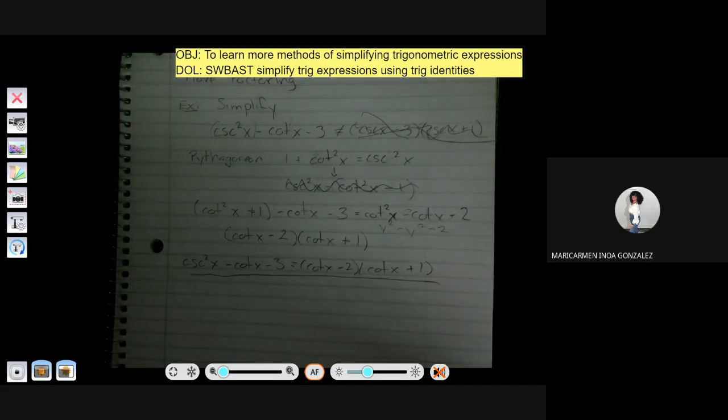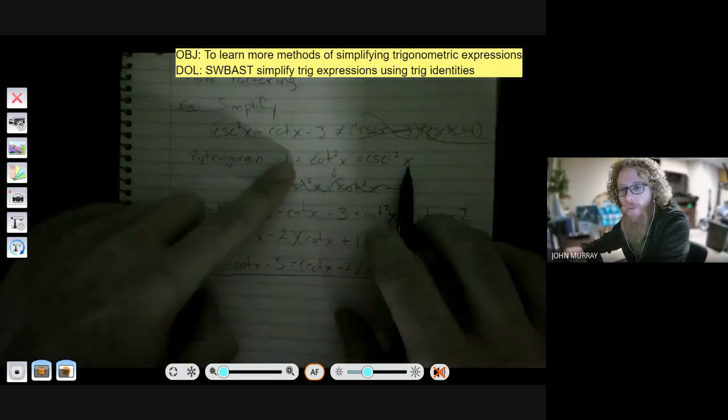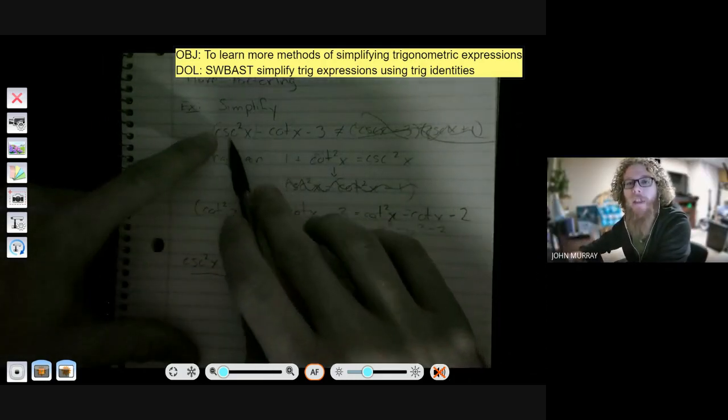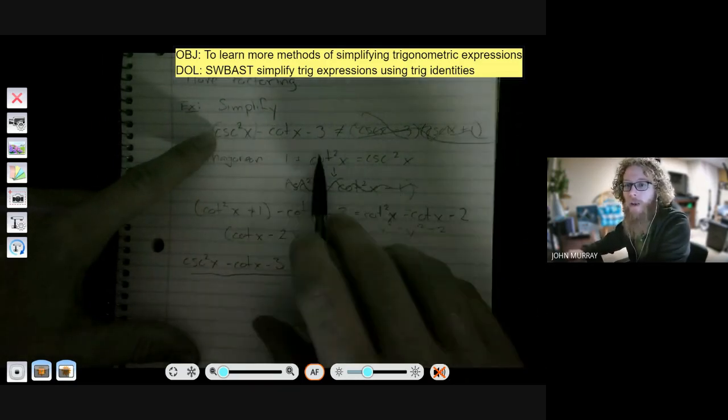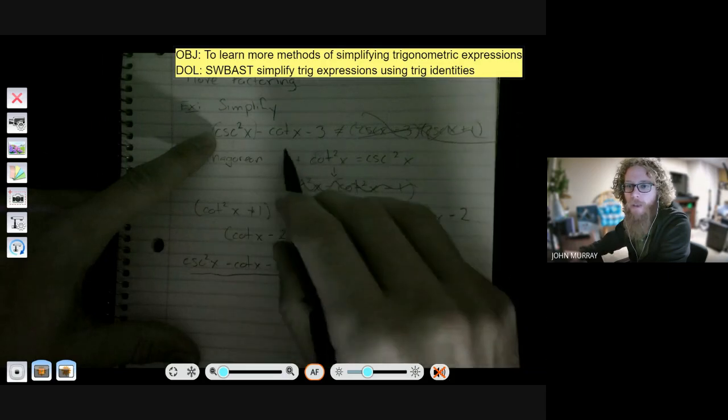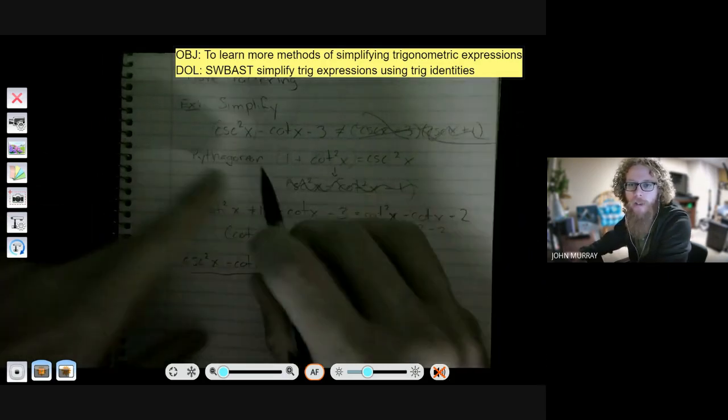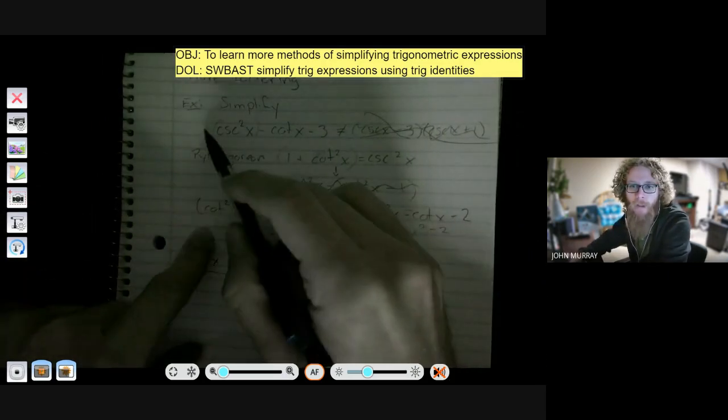I'm confused. What's up? Where'd I lose you? So from the Pythagorean, from 1 plus cotangent squared x equals cosecant, what happened to the cosecant? So I used this rule to get rid of this cosecant. I replaced this cosecant squared. I used substitution, and I plugged this phrase in for that part.